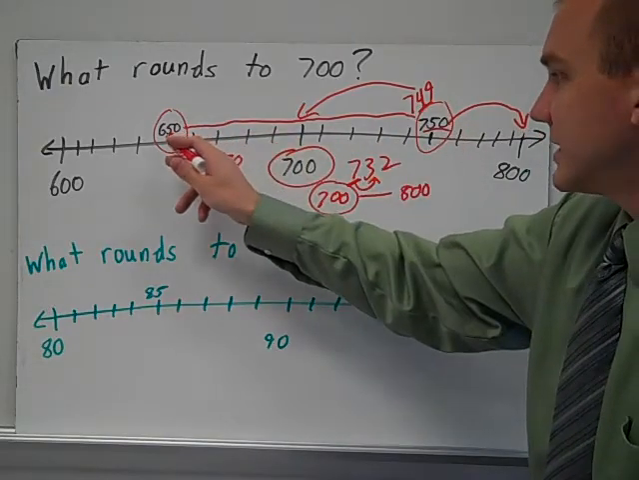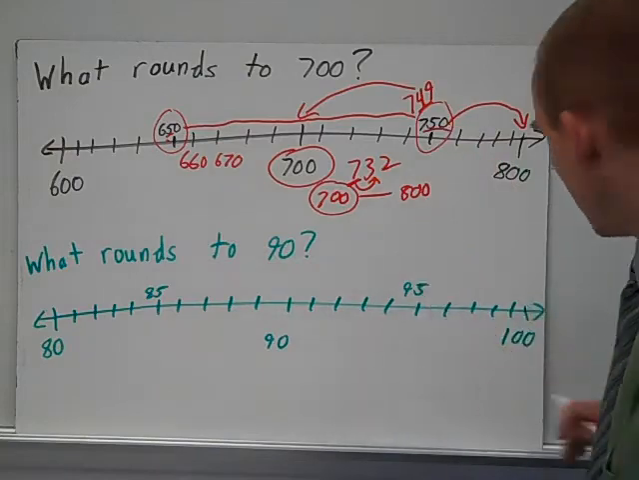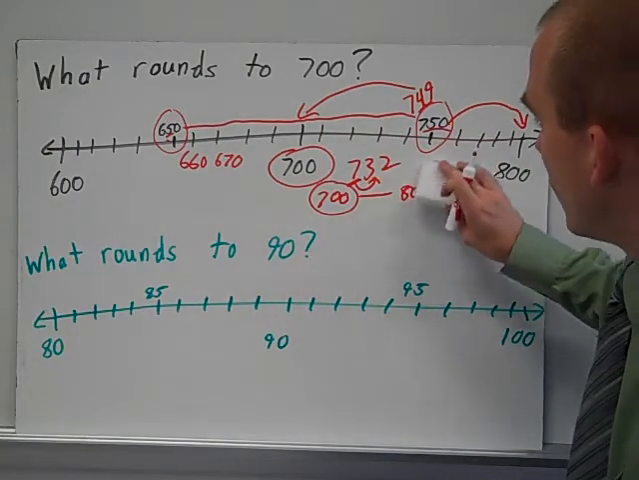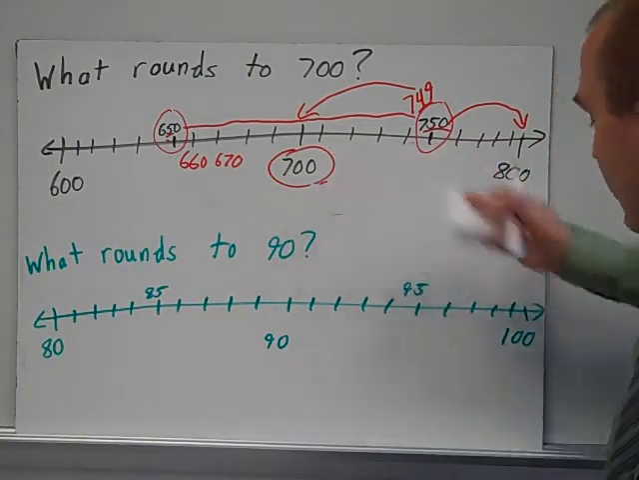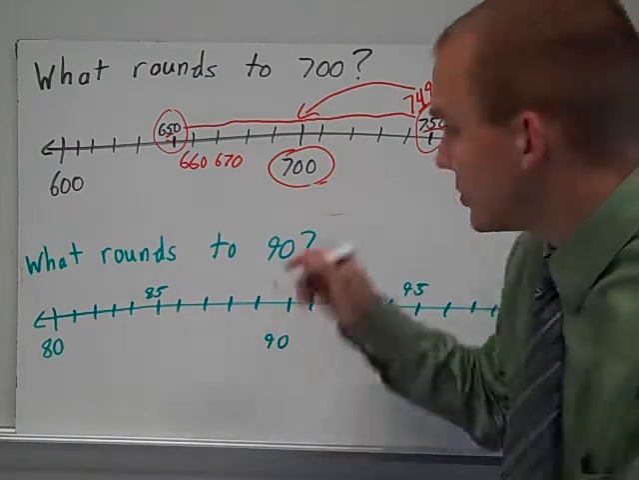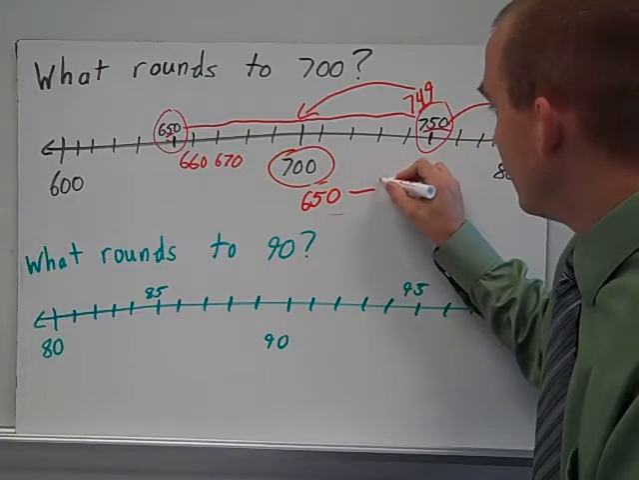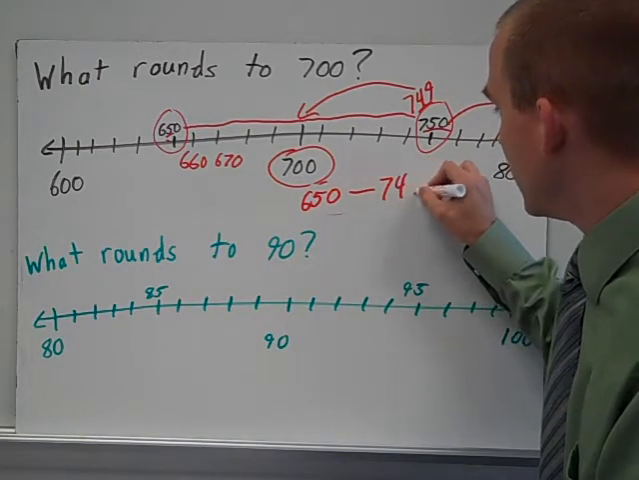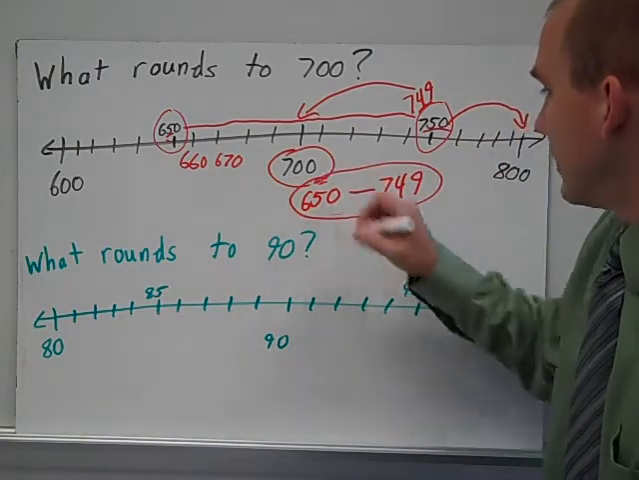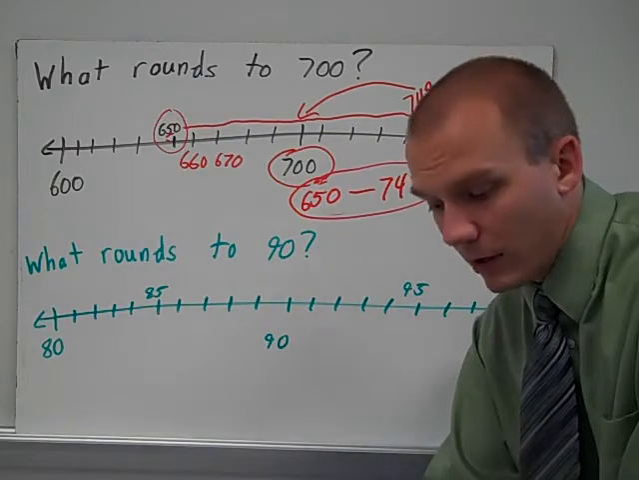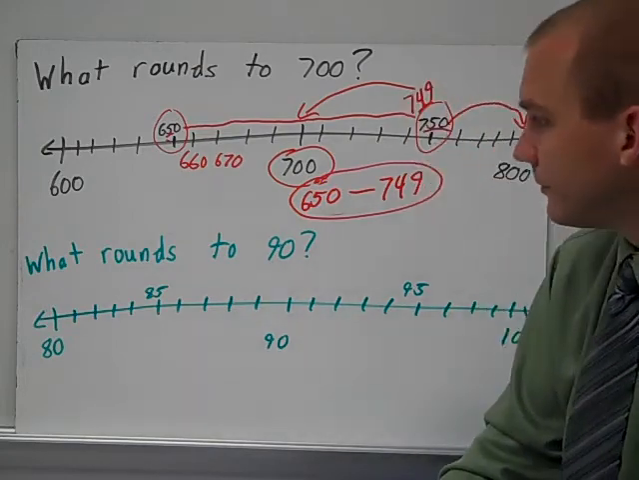So all the numbers from 650 all the way up to 750 would answer that question. What rounds to 700? Well, there's a lot of them. There's exactly 100 choices. 650 through 749. All of these numbers, if rounded to the nearest hundred, would round to 700.